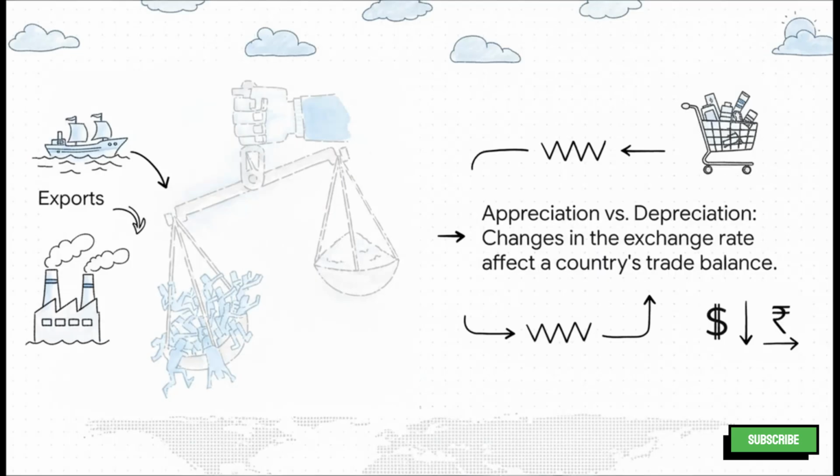But what about when the market is in charge of the exchange rate, not the government? Well, then we use different words: appreciation and depreciation. If the rupee appreciates, it gets stronger. That makes foreign goods cheaper for us to import. On the other hand, if the rupee depreciates, it gets weaker. This is fantastic news for our exporters because it makes their goods cheaper for foreigners to buy.